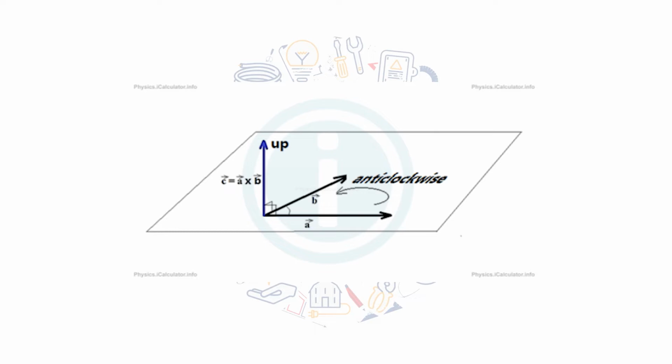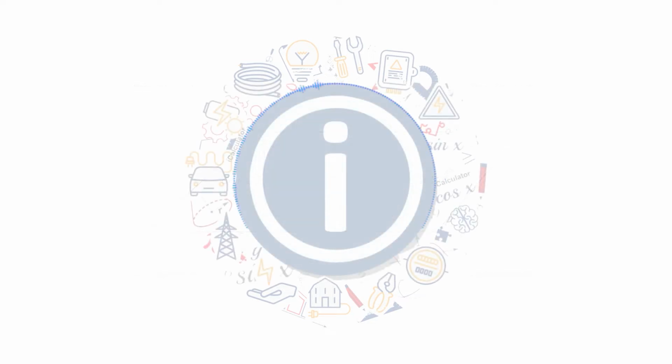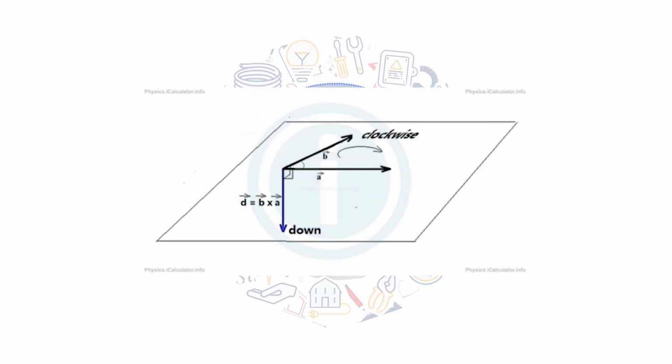On the other hand, if we have to find the cross product D equals B times A, we must start rotating from B to A. In our example, such direction is clockwise, and based on the screwdriver rule, the direction of the vector D will be downwards. Look at the figure on screen. From the two previous figures, it is obvious that the vectors C and D are opposite. Hence, we can write the following.